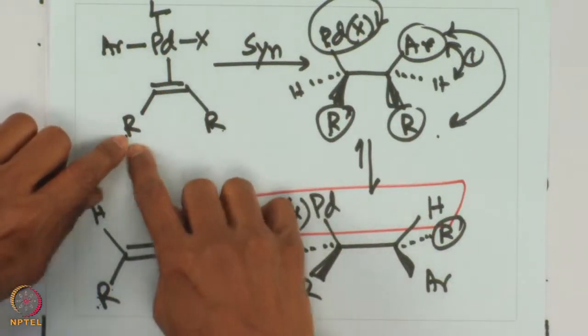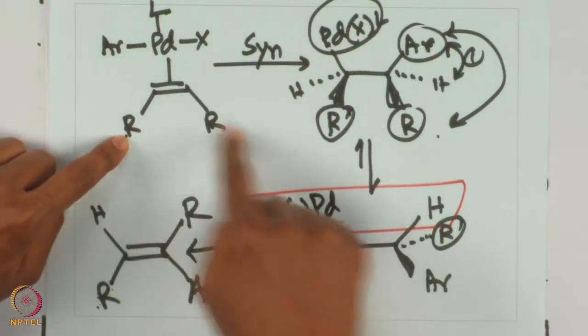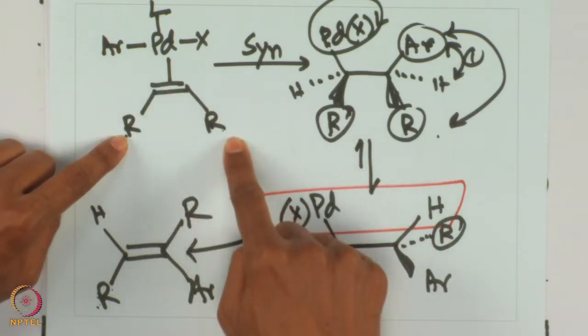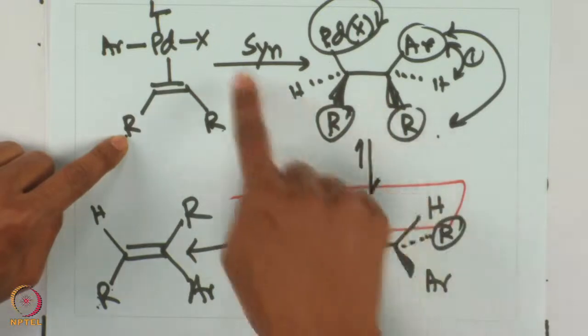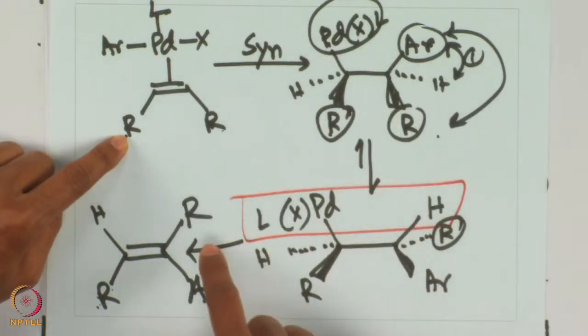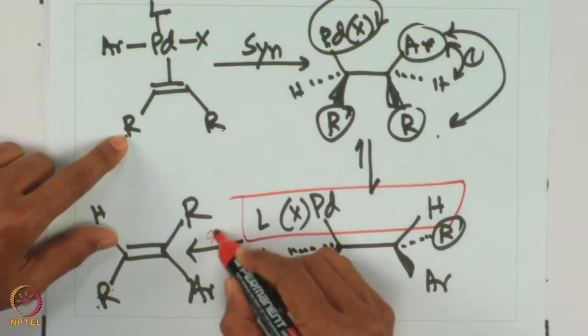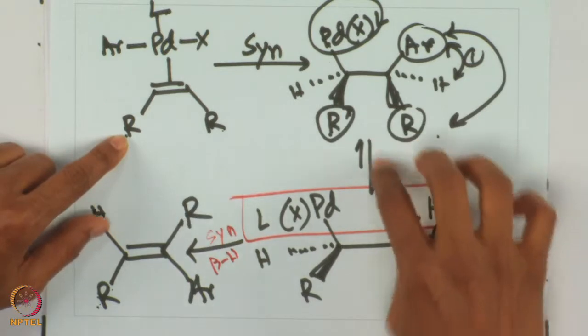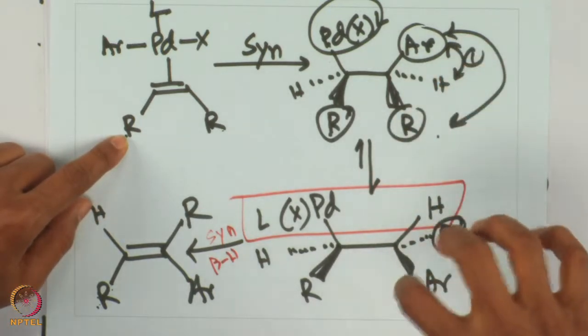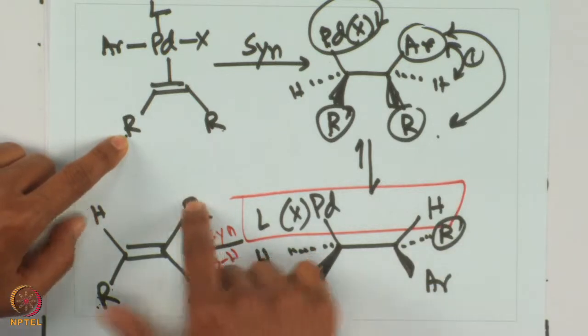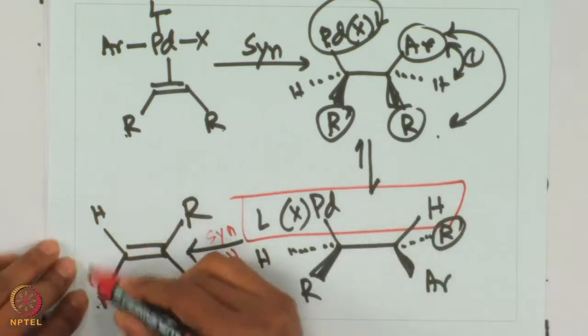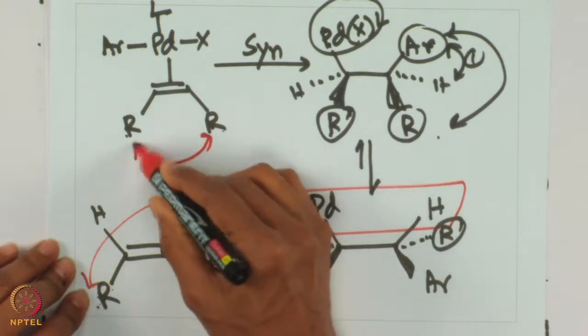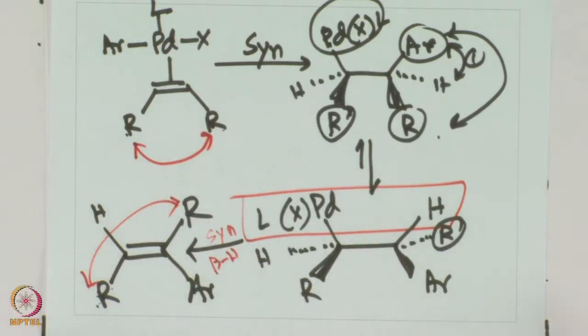Let us look at this example one more time in the drawing, what we have drawn so far. We have seen R on the same side of the olefin, that is our starting material. During the process, it is just the syn addition and this beta hydride syn elimination. During the process, what we have seen is that the rotation has to be such that now the R and R are opposite to each other, and these were on the same side to each other. So, that is the product formation.